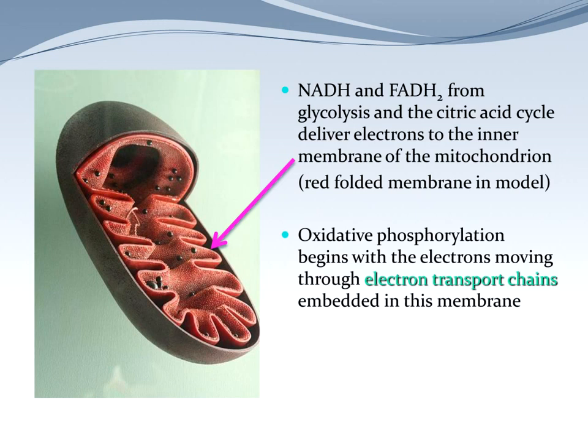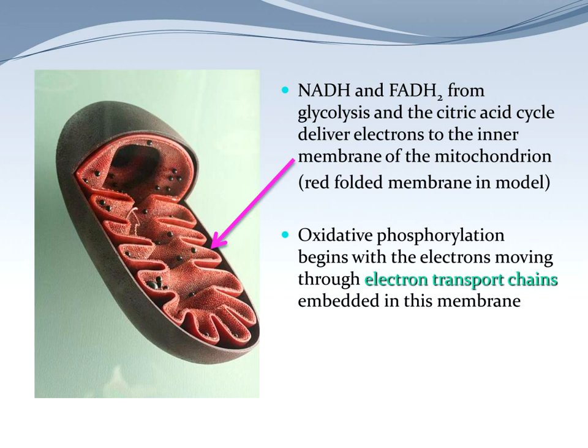This picture shows a model of a mitochondrion. Notice that it consists of 2 layers of plasma membrane, a smooth outer one, which is shown in brown, and a very folded inner one, which is shown in red. NADH and FADH2 from glycolysis and the citric acid cycle deliver their extracted electrons to the very folded inner membrane of the mitochondrion. They drop these electrons off to molecules that make up a chain called an electron transport chain that is embedded in this very folded inner membrane.